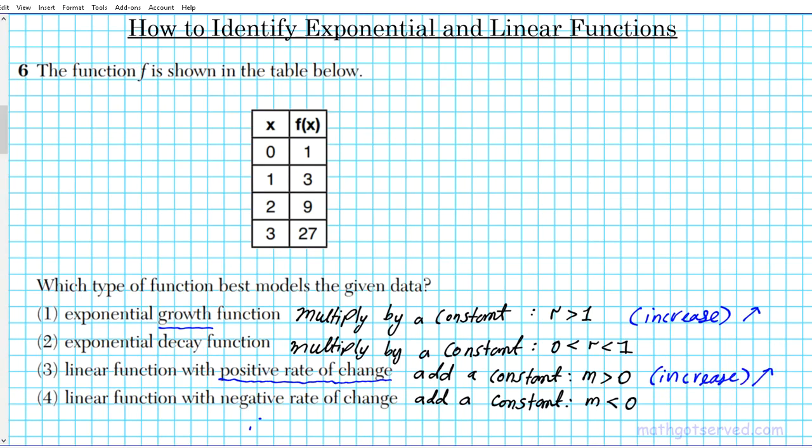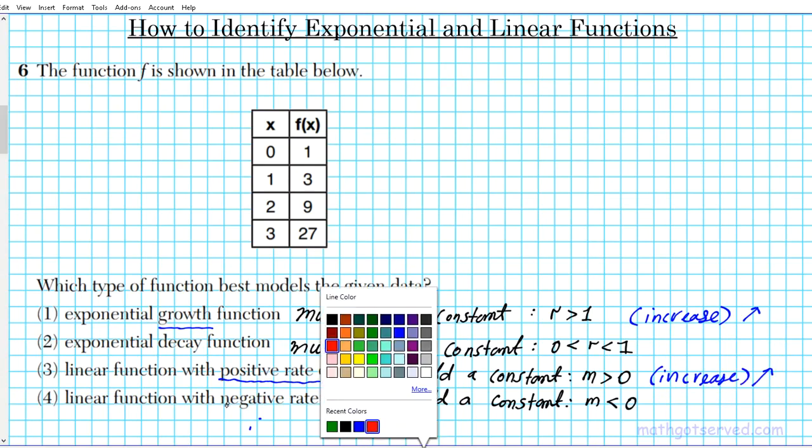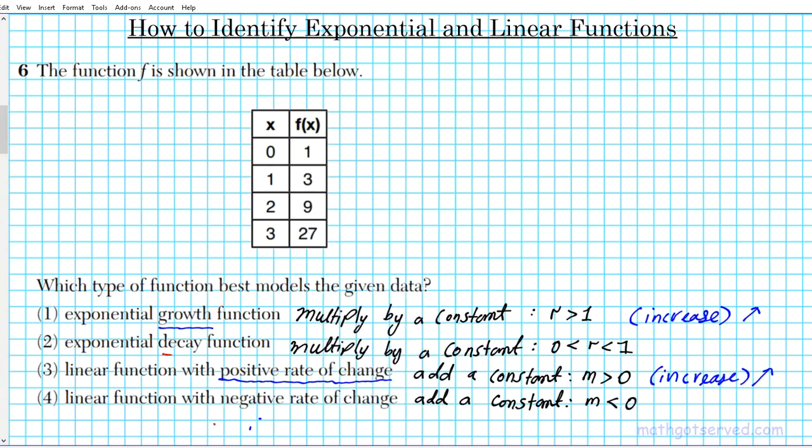Alrighty. Now, what about decay and negative rate of change? Decay basically indicates that the function is going to be decreasing. That's what decay does, right? The amount is going to be reducing. So decay means it's going to be decreasing.